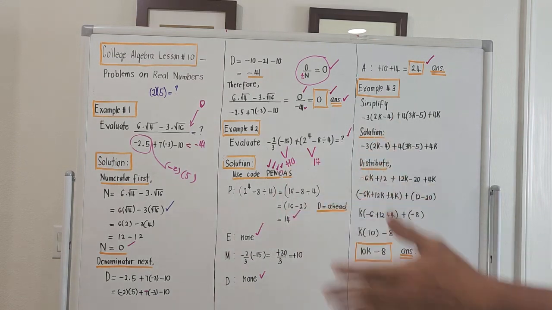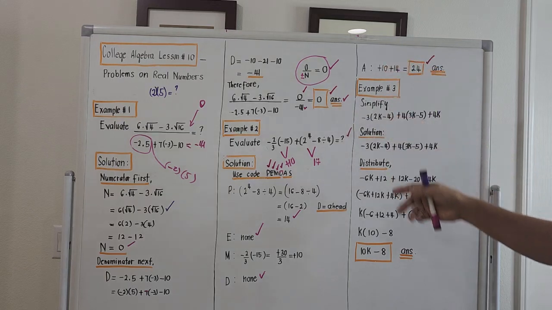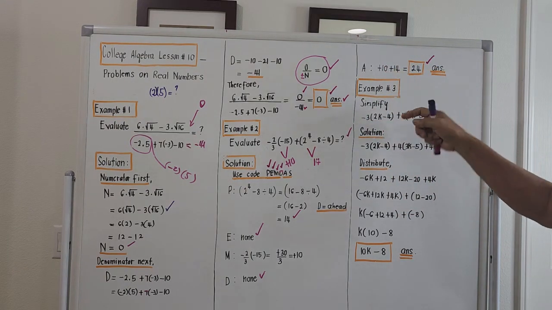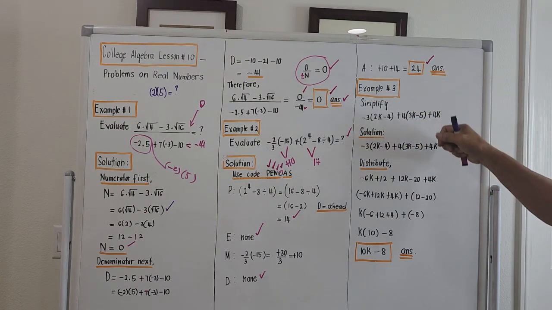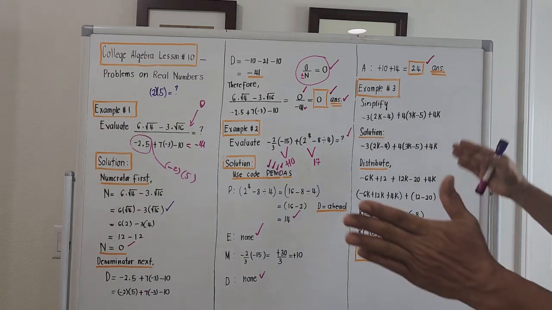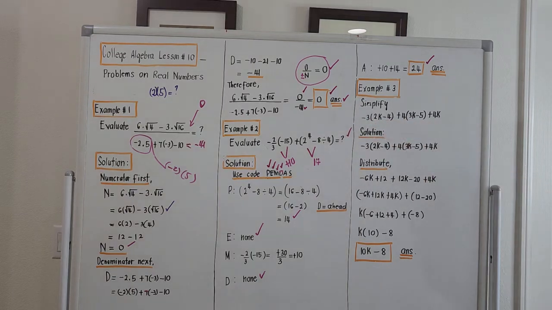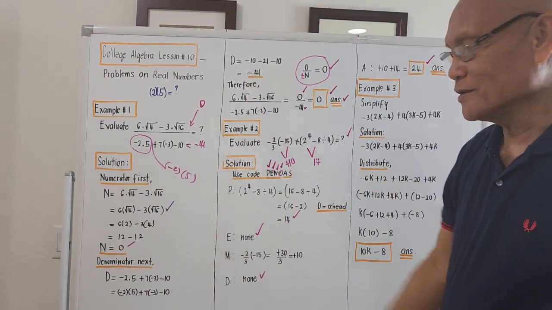Okay, the last example for tonight, or for this morning. Simplify, the given expression is minus 3 times the quantity 2k minus 4 plus quantity plus 4 multiplied by the quantity 3k minus 5 plus quantity plus 4k. We are asked to simplify this one. I think this example now illustrates the so-called distributive law under the properties of real numbers. So actually, lesson number 10 is the summary of the operations under real numbers.